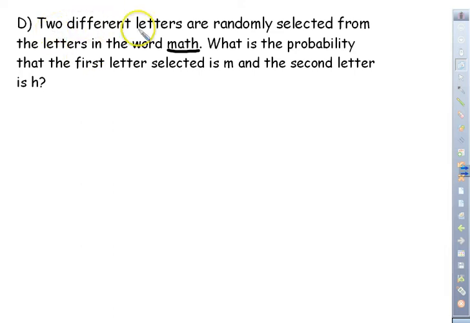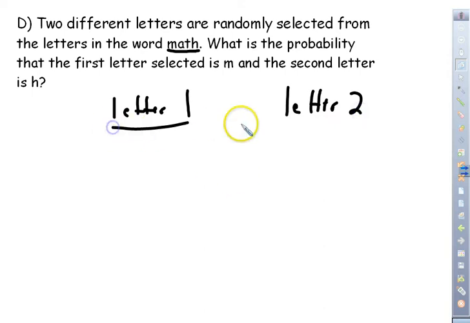M-A-T-H, and there are going to be 2 different letters randomly selected from that word, okay? So letter 1 and letter 2. So how many possible ways? And again, there's the word math. There's 4 letters. So what would the probability be that the first letter is an M? Well, how many M's are there? 1. Okay. So 4 possibilities. There's 4 letters listed here. You're randomly pulling them out of a bag.